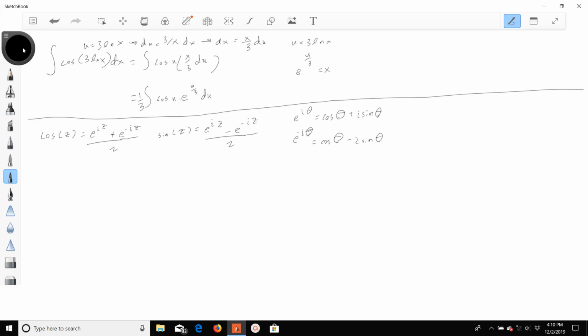Now for cosine, if I wanted to write it in terms of these exponentials, I would add these two together. I would get e to the i theta plus e to the negative i theta is equal to 2 cosine theta, because the sine terms cancel, and then you'd divide by 2. In other words, that's where those formulas come from. I just wanted to show that.